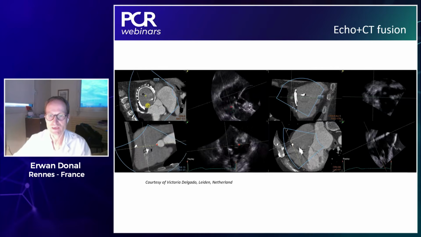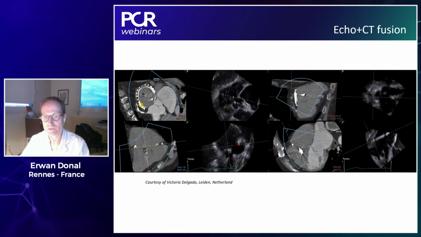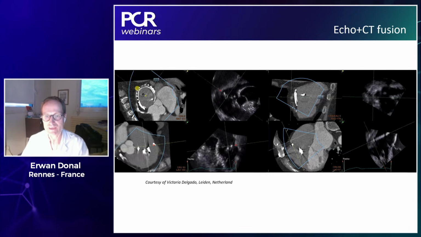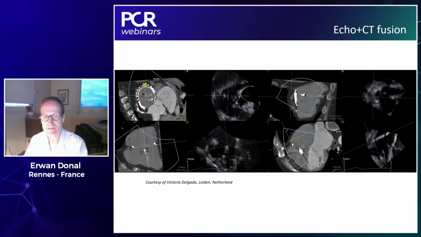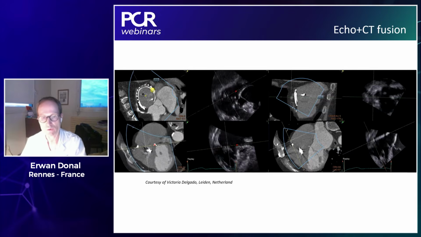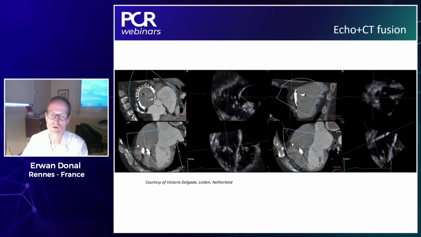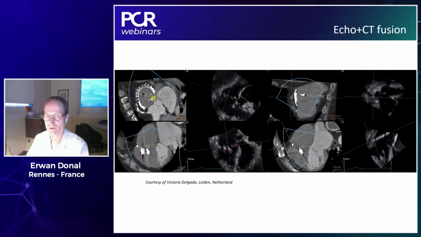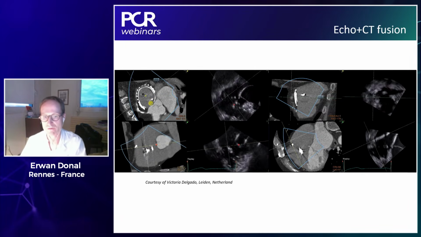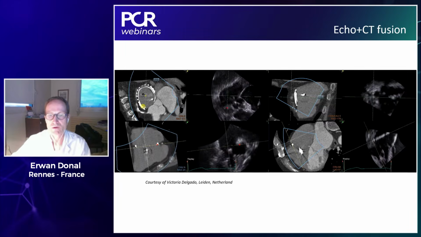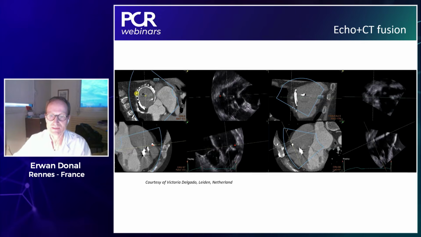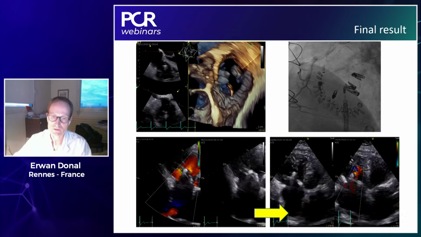And you see that we can again use the fusion between the 3D echo and the CT. Using the CT that has been recorded before or after the implantation, and the echo that is acquired during or after the implantation, you can perfectly see how to combine these two images to best see the implantation of the device.